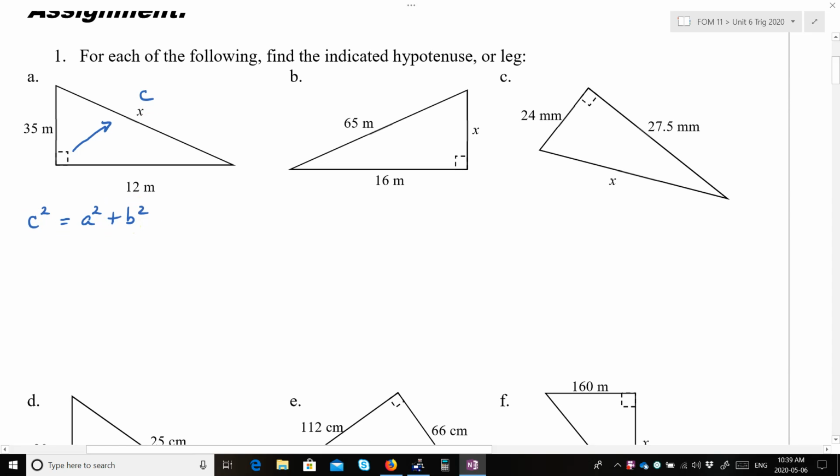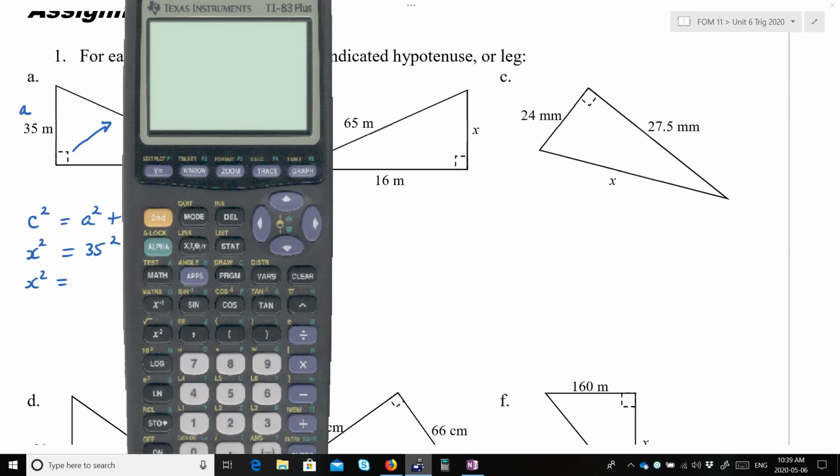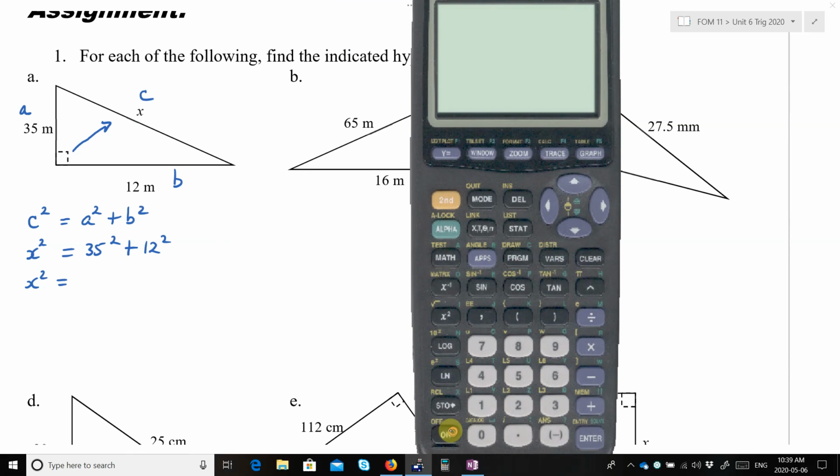Once you establish where C is, it doesn't matter how you label A and B because they are on the same side of the equation. So we could do it like this, and in this case we are looking for C. It is x squared equals 35 squared plus 12 squared, and we get 1369.